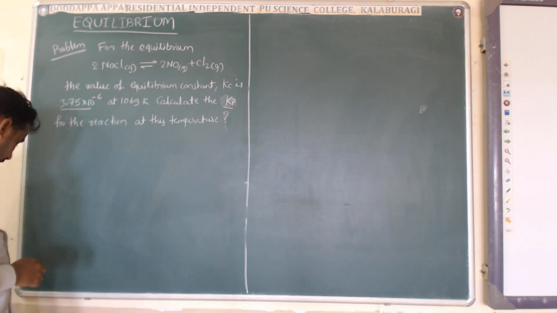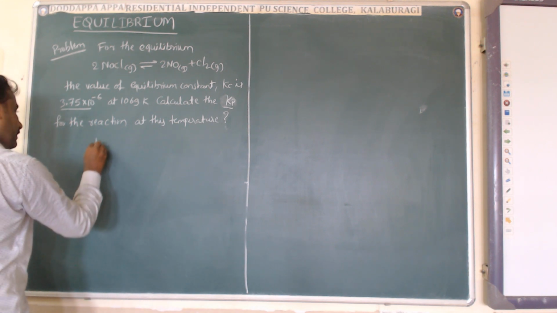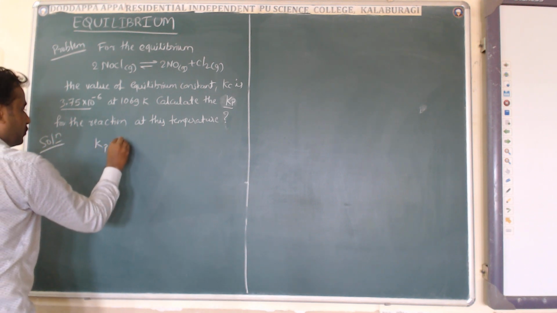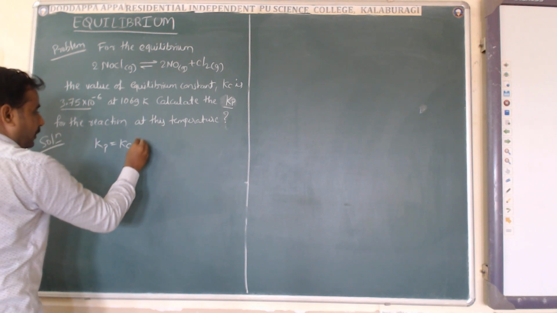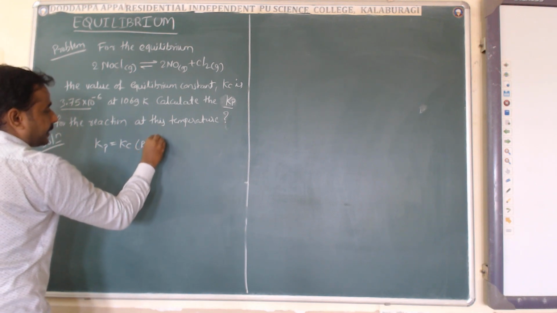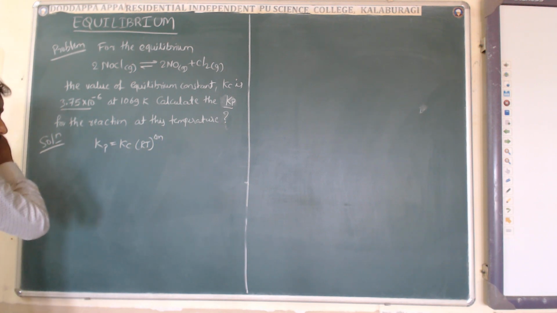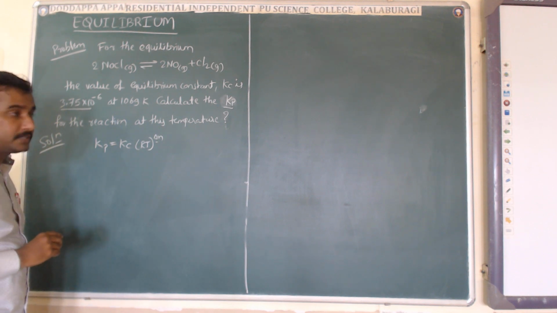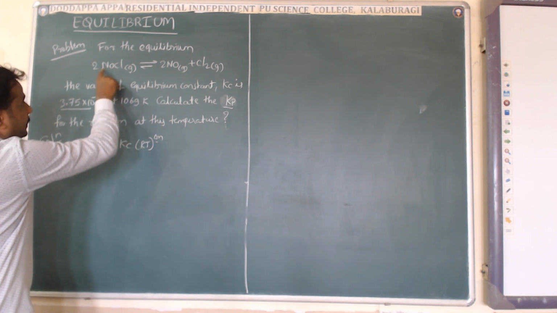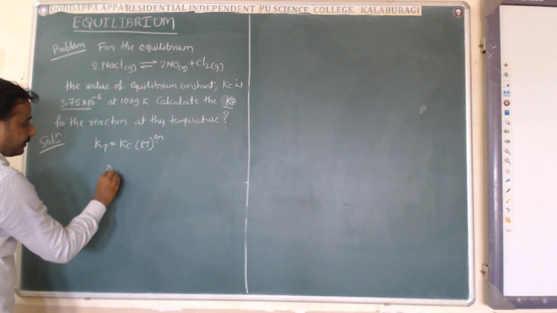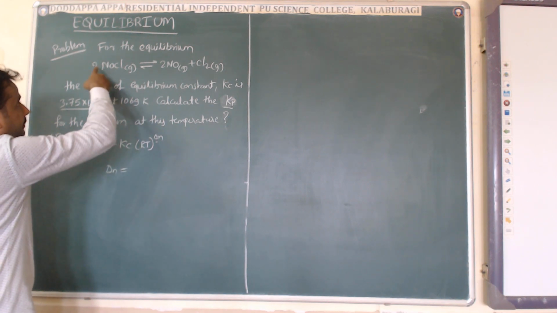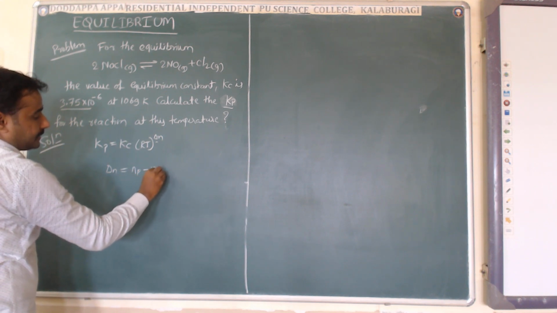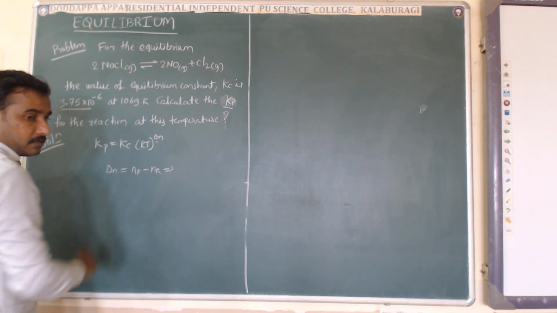Then you have to use the formula, the relation between Kp and Kc. Kp is equal to Kc into RT raised to delta n. First you have to find the delta n value. What is the delta n value here? You have to find it by seeing this reaction. Delta n is the number of moles of gaseous products minus the number of moles of gaseous reactants.